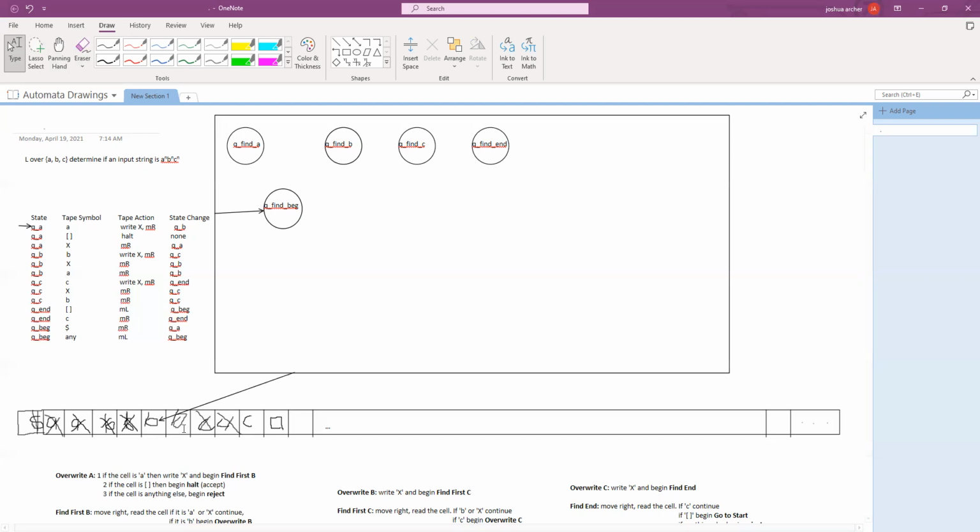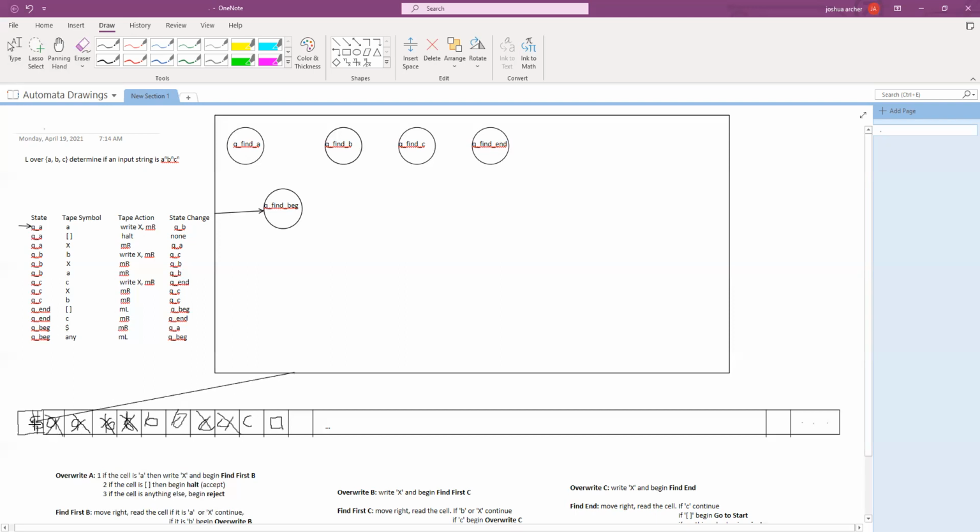Okay, let's assume that this symbol here was the last A. That means this one would have already been marked out. Right, I'm going to find the next B. This one's marked out, this one's marked out, this is the last B. I mark it out. Okay, I'm going to find the next C. This one's marked out, this one's marked out. Here's one. Mark it out. Find the end. Go to the beginning.